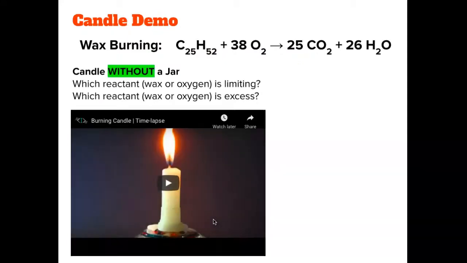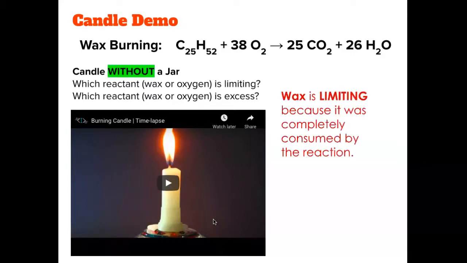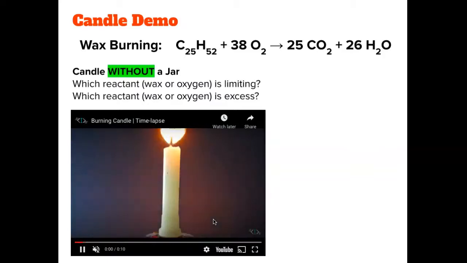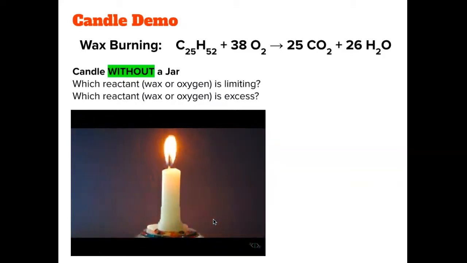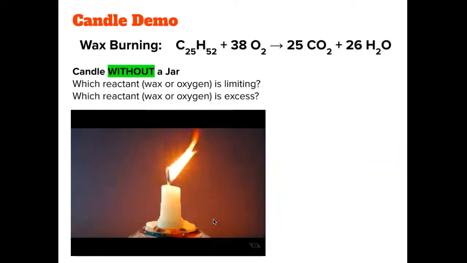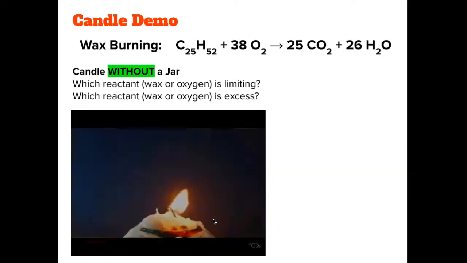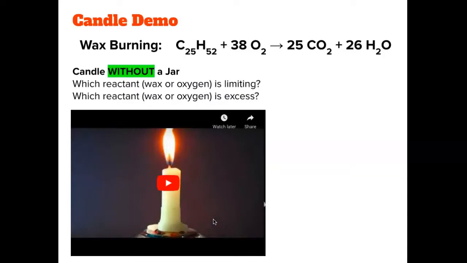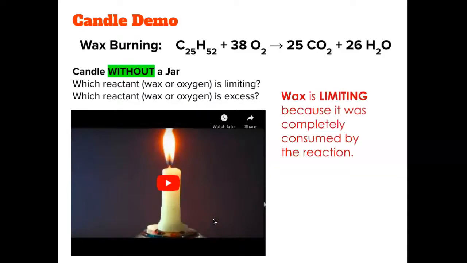So let's go back to our burning of our candle. Which reactant is limiting and which one is excess when we burn a candle in an open room? If we look at the video again, we can see that all that wax is being used up, and once the wax is gone, the reaction stopped. So what that tells us is that the wax is limiting because it was completely consumed by the reaction. It was totally used up.